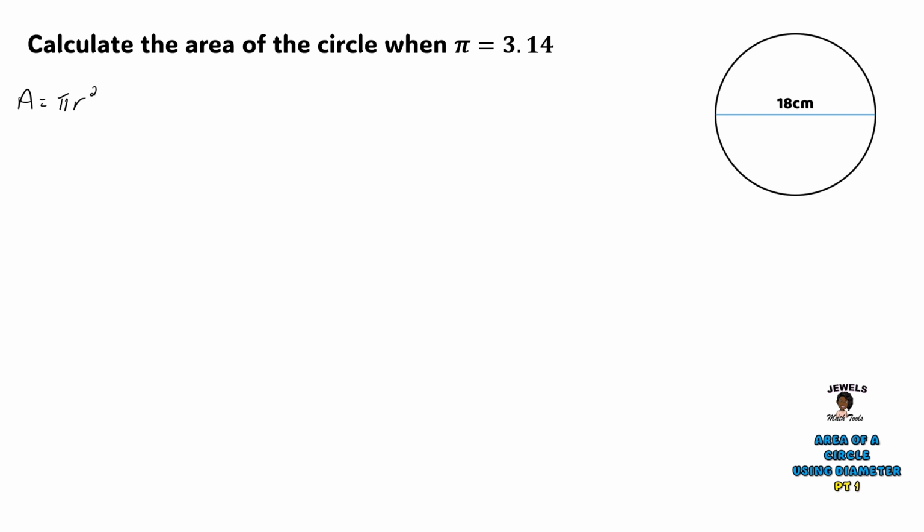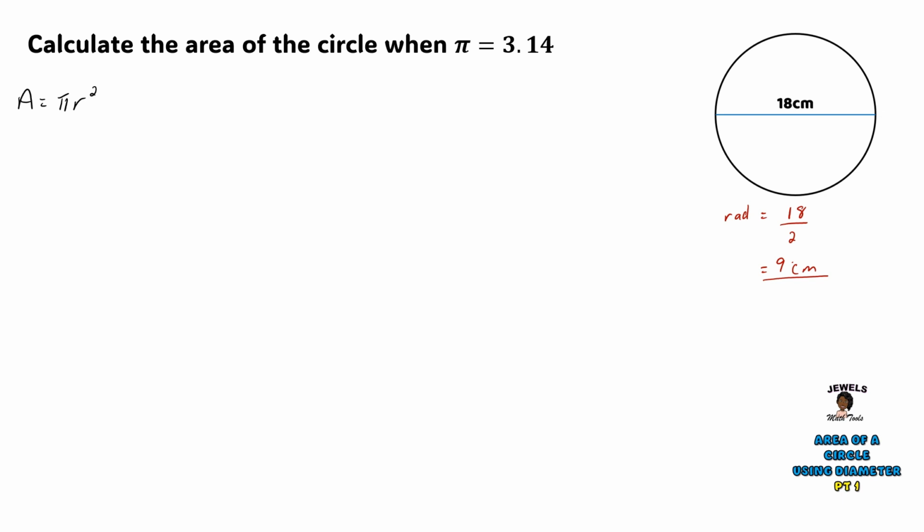So remember that the radius measures half the length of the diameter. So to calculate my radius, I will be taking my diameter of 18 and dividing it in half by 2. And when 18 is divided by 2, I'm going to get 9 centimeters. So my radius for this question is going to be 9 centimeters.